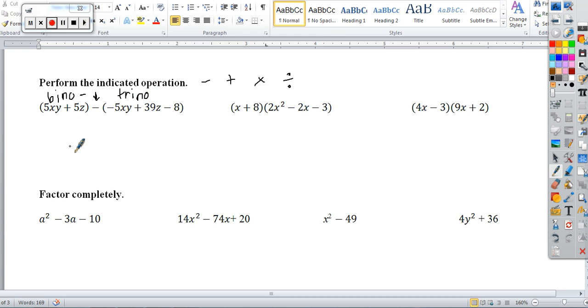So what we have to do is get them out of their parentheses and combine our like terms. So here we are going to distribute this positive 1, leaving us with 5xy plus 5z. Over here, though, we have a negative 1 that we have to distribute so that we can get this trinomial out of the quantity. So we're going to distribute that negative.